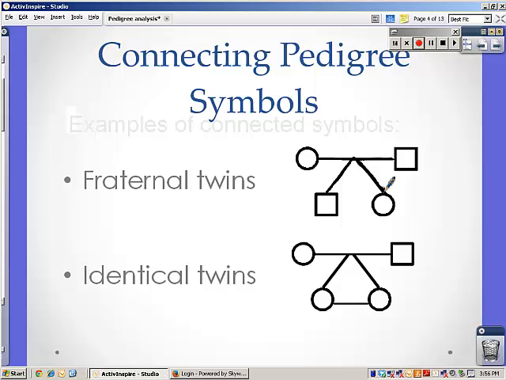So in terms of fraternal twins, that open triangle is what's representing fraternal twins, meaning that they are not identical, meaning they don't look alike. They could be a brother and a sister, a brother and a brother, whatever, but they're just fraternal in nature. Now, on the opposite end, identical twins have a closed triangle between them and their parents. That closed triangle is indicating to you that they are identical.